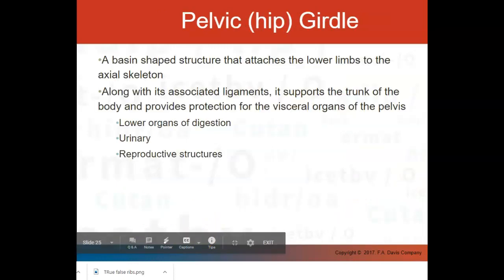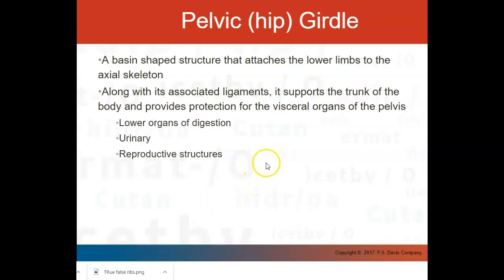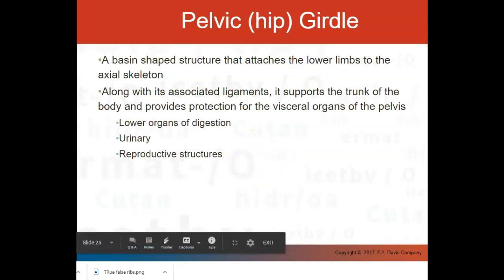A basin, and then we move down to the pelvic girdle or the hip. It's a basin-shaped structure that attaches the lower limbs to the axial skeleton. Along with its associated ligaments, it supports the trunk of the body and provides protection for the visceral organs of the pelvis, the lower organs of digestion, the urinary organs, and the reproductive structures.